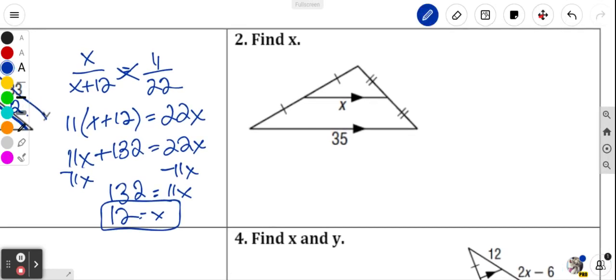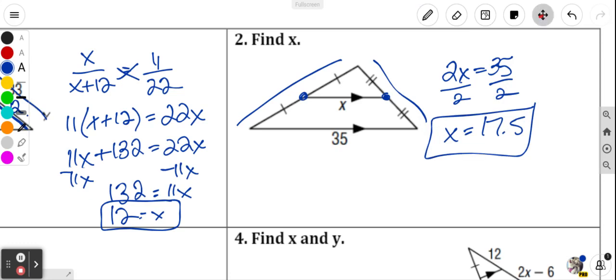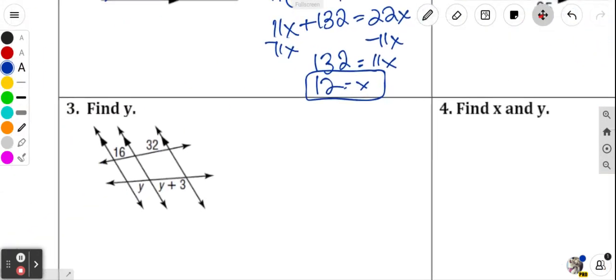So this one is a mid-segment, and I know it's a mid-segment because these endpoints are midpoints of the sides. So that means that x is just half of 32. So you could do it a few different ways. You could do 2x equals, not 32, 35, and then just divide by 2. So x is just 17.5. It's just half of 35. You could even just do it without an equation and just get half of 35.